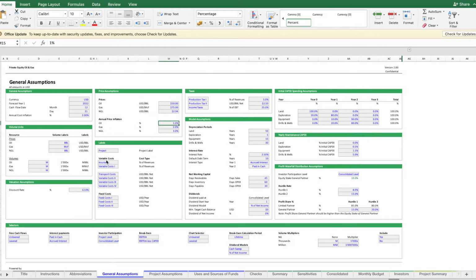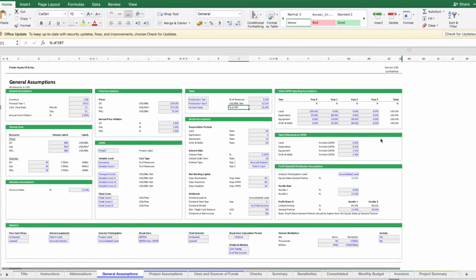Then we can also define our cost structure. Every project will have the same cost structure, so we can set certain labels here for these costs. We also have, if applicable, certain types of taxes, so we can work through that too. Either taxes are dependent on revenues, on volumes, or as income tax. In this model it's assumed like this, and so on. So we will set the general assumptions here.